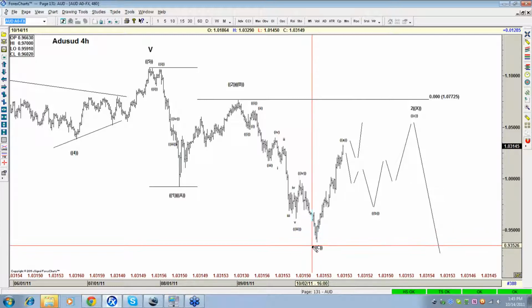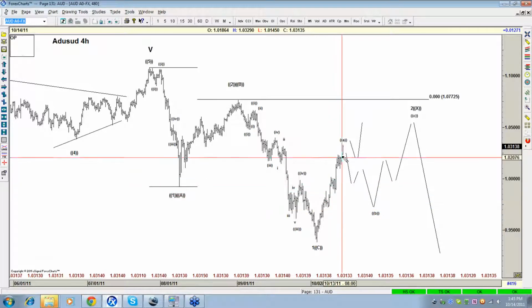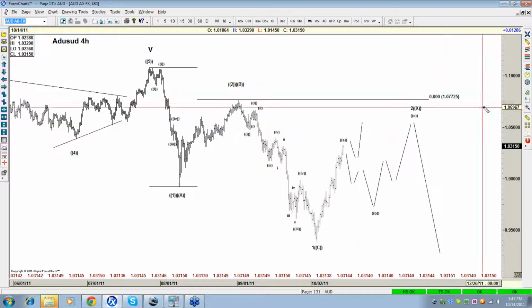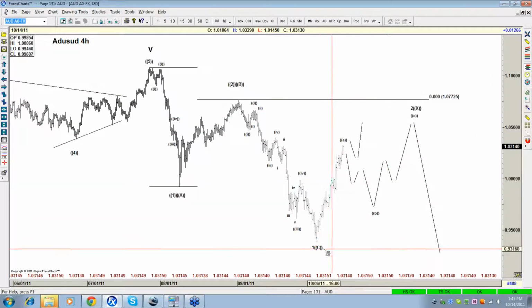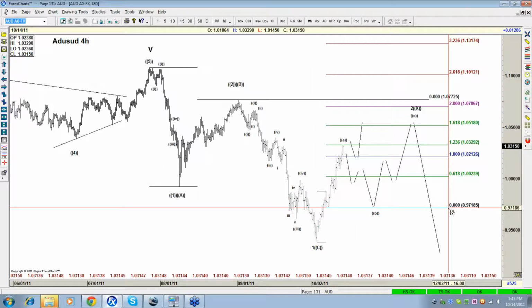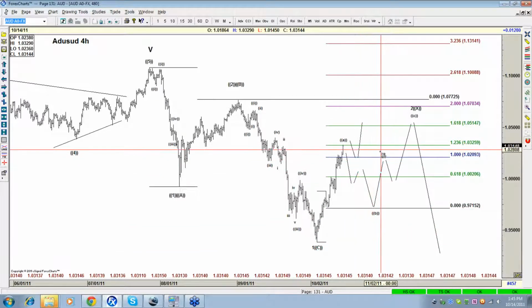Now, what do you have in Aussie? 1, 2, 1, 2, 3, 4. So you've got 3 waves to the upside. We've been saying this area, the one that tested today, is what we said yesterday, 103.30.